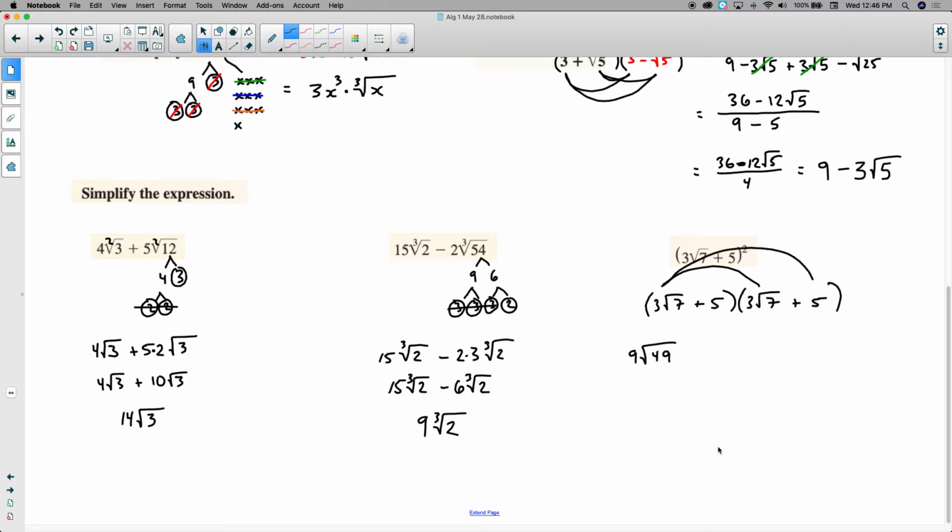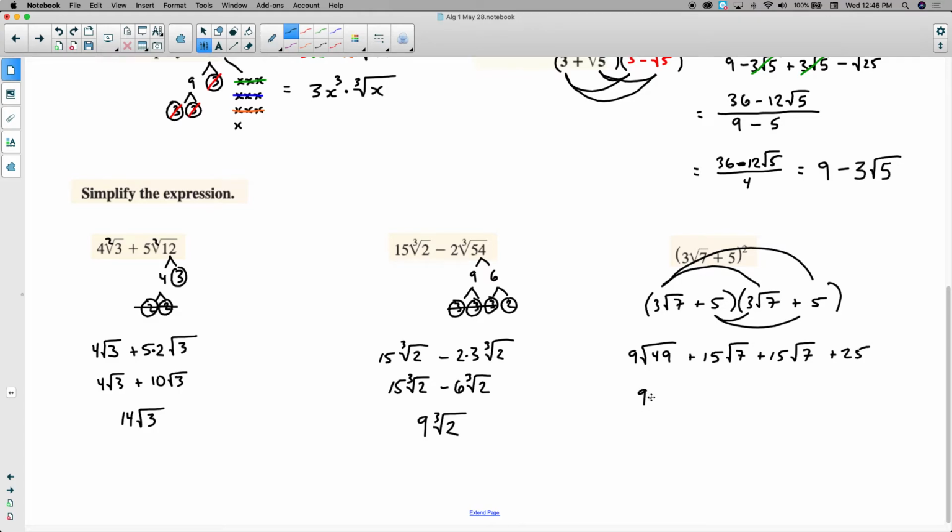This one, 3 root 7 times 5. We multiply the regular numbers together. In this case, that's 3 times 5 is 15, and then just tack on the root 7. Same thing in here. Keeping my eye on the signs. Everything's positive on this one. These are not conjugates, so I'm not expecting things to cancel out like in this problem. Okay, so that's that one, and then this is plus 25.